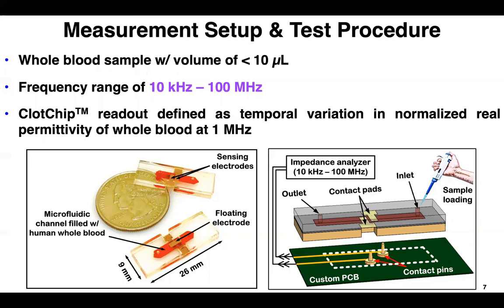So what we tried to see is the temporal variation of the real part of permittivity at 1 MHz, because permittivity at 1 MHz is sensitive to the formation and aggregation of red blood cells that occurs during clot formation, which can reveal different aspects of clot formation.